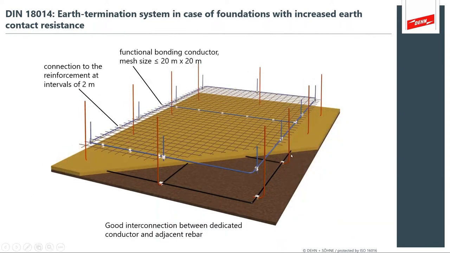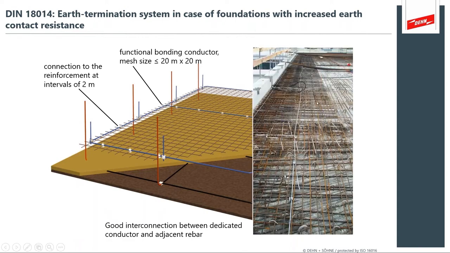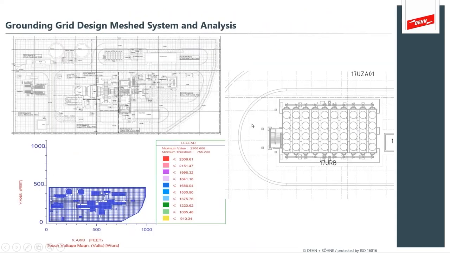And finally, the final system in case of foundations with increased earth contact resistance. We're looking for good interconnection between the dedicated conductors and the rebar that's buried in the actual concrete system. So what does a grounded design mesh system look like at a larger plant?